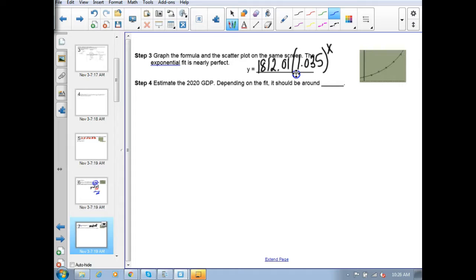Then there's a follow-up question. It says, estimate the 2020 GDP. Remember in our data, we let time start at 1950. So if time starts in 1950, this would be 70 years later. The safest way to answer this question, I usually put my calculator's table in ask mode, and then I just type x equals 70. You could scroll down to 70, but that sounds like a tedious process. Or you could trace on your graph, but you'd have to extend your window, because your window's not going big enough. I think the easiest way is to put your calculator in ask mode for the independent variable.